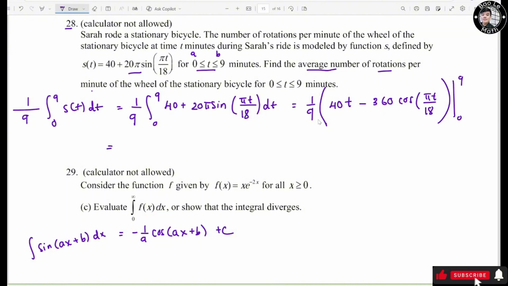So I'm going to substitute 9 for t, so it could be 1/9 times 360 subtract, 9 for t over here, it's going to be cosine of pi over 2, which is 0, so we don't have to worry about this guy anymore, right? Substitute 0 for t, this guy equals 0, right? This guy becomes negative 360, and subtract negative 360 is going to be positive 360, right? So it could be 720/9, and it's going to be 80 rotations per minute.